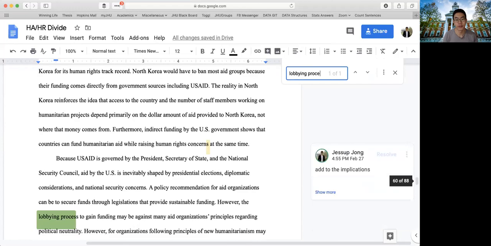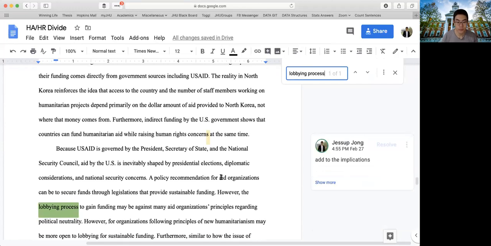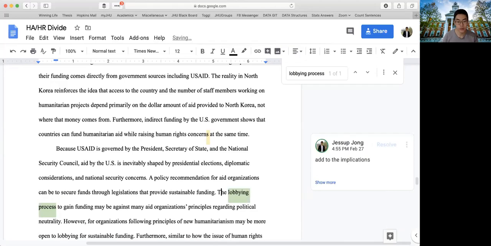Lobbying process. I'm going to take out "however" at the start of the sentence. And it's probably better never to really have "however" at the start of the sentence. I know, never is a strong word, but I try not to. Lobbying process to gain funding may seem to be against many aid organizations' principles regarding political neutrality.